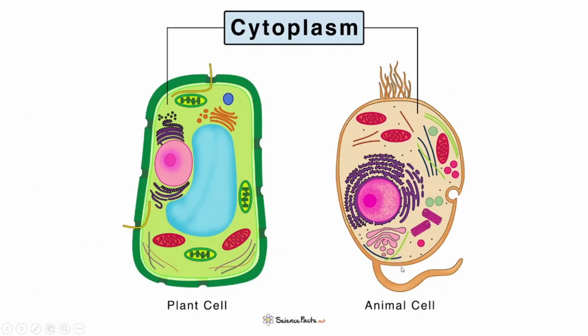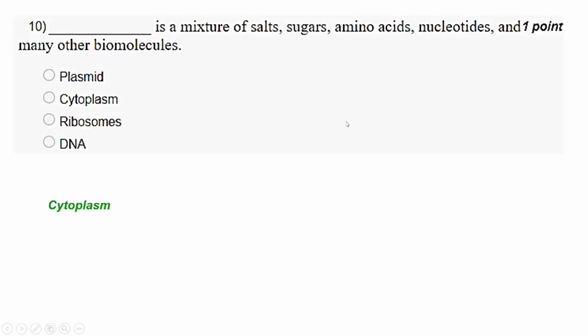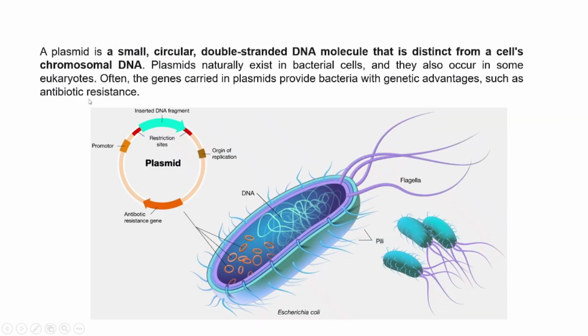What is cytoplasm? Cytoplasm is a very common feature of all cells, plant cell, animal cell. Cytoplasm is everything outside the nucleus, where other organelles are. These organelles are present in the cytoplasm. If this is the nucleus, these are the other organelles. So cytoplasm will have a mixture of a lot of things, obviously a mixture of salts, sugars, amino acids and nucleotides. Everything can be found in cytoplasm. The other options naturally cancel out. Cytoplasm is the correct option.